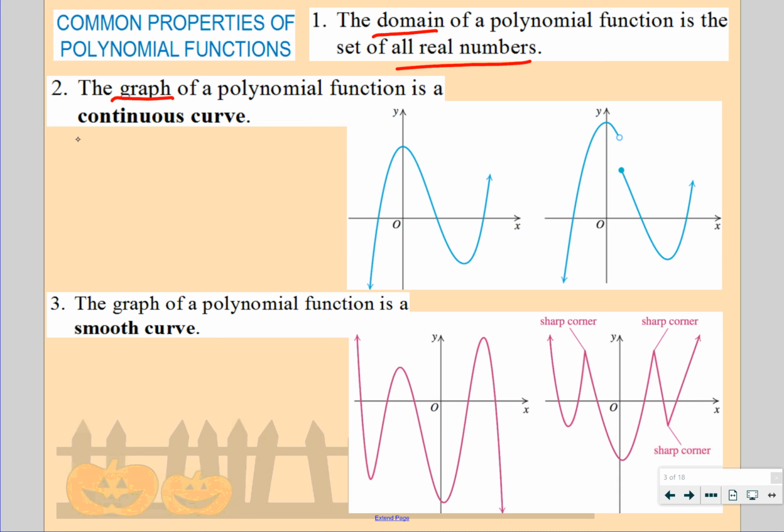Also, the graph is a continuous smooth curve. So continuous means it doesn't look like a piecewise function. We don't have any breaks in the graph. So it's going to go forever from left to right without any breaks.